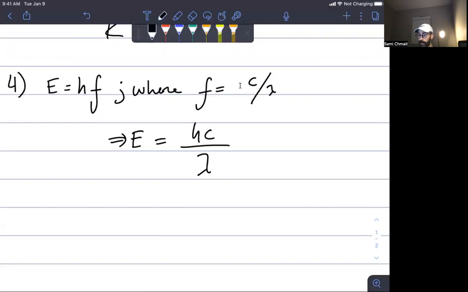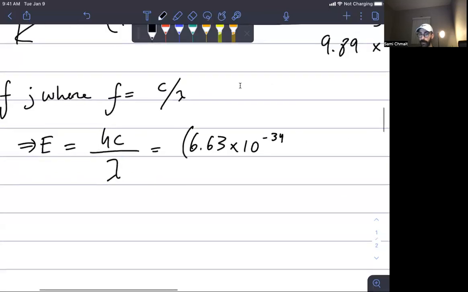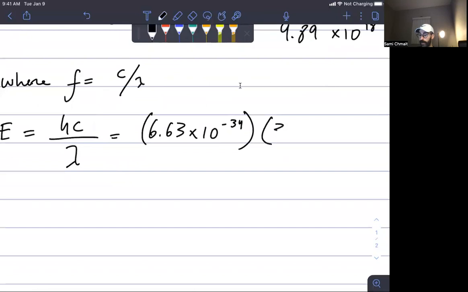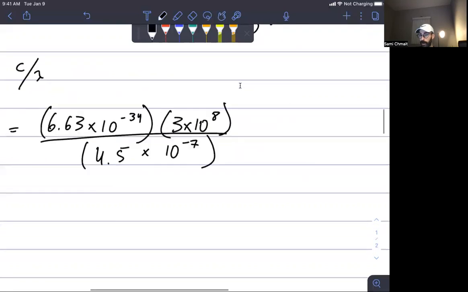So all we have to do is plug in Planck's constant, 6.63 times 10 to the minus 34, and that's in units of joules times seconds. And then the speed of light, 3 times 10 to the 8, that's meters per second. And then lambda, which is a measurement of distance, so meters, right? So our units come out to be joules, 4.4 times 10 to the minus 19 joules.